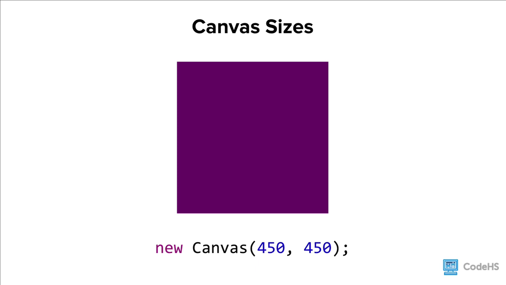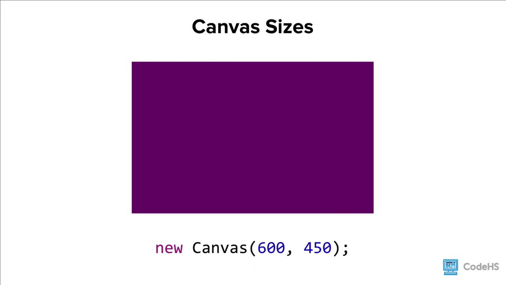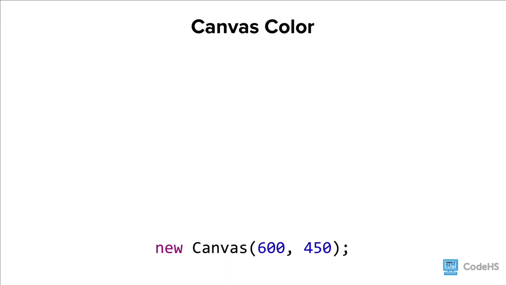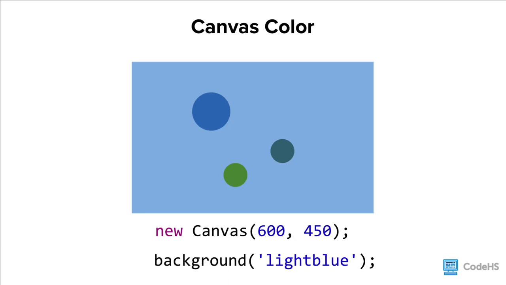This purple canvas element has a width of 450 pixels and a height of 450 pixels. If we change the first value, or width, of the canvas, then the element will be wider on the web page. By default, the new canvas is white. This is totally fine to work with, especially when we have game objects on it. But if we want to add a background to it, we use the command background, and then we put a color inside of the parentheses in quotes. In this case, we have painted the background with the color called light blue, but we could have done it with any color, like yellow.